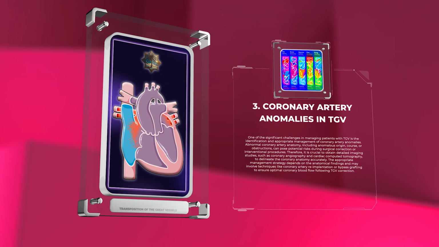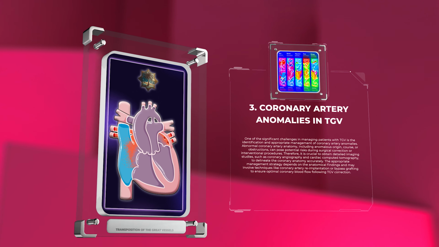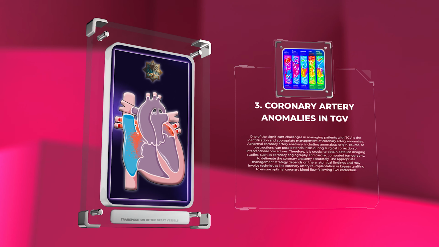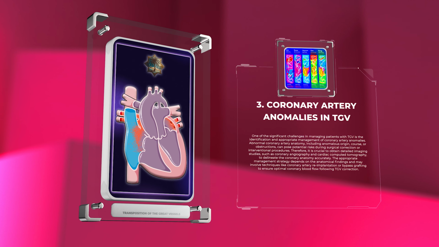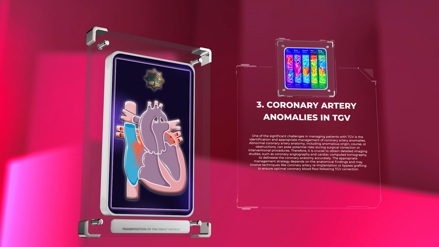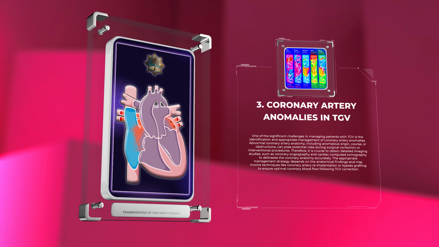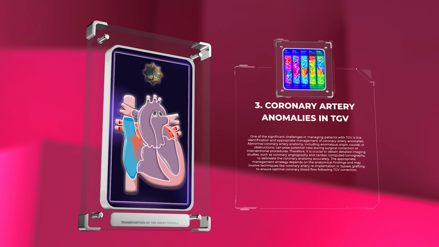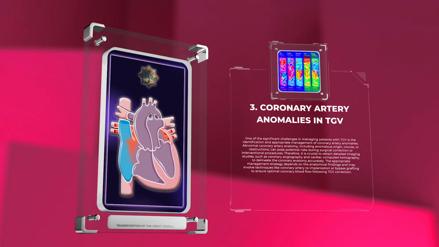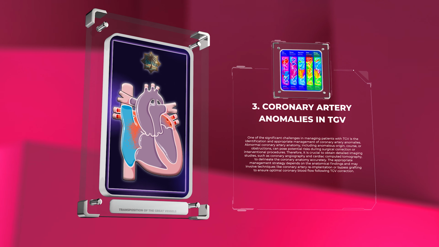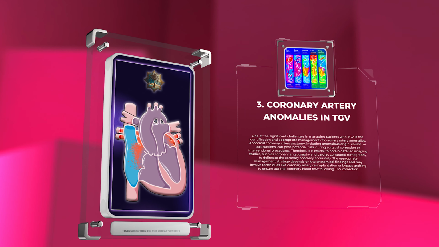Therefore, it is crucial to obtain detailed imaging studies, such as coronary angiography and cardiac computed tomography, to delineate the coronary anatomy accurately. The appropriate management strategy depends on the anatomical findings and may involve techniques like coronary artery reimplantation or bypass grafting to ensure optimal coronary blood flow following TGV correction.